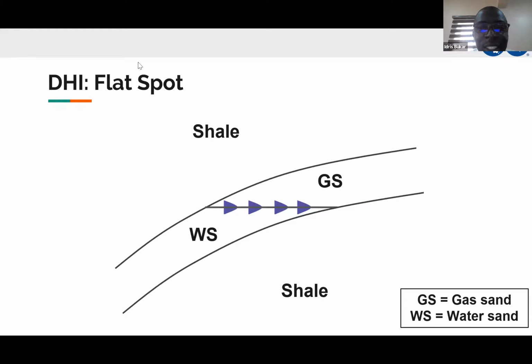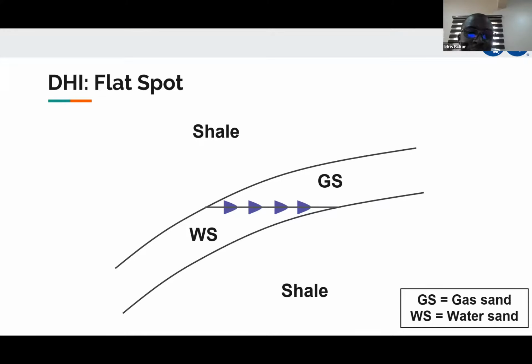Okay, sir. I think they have a question from Amina: can the size of a reservoir be determined by only seismic? Okay, yeah, that's a good question. Seismic would give you a rough estimate of the size, right?